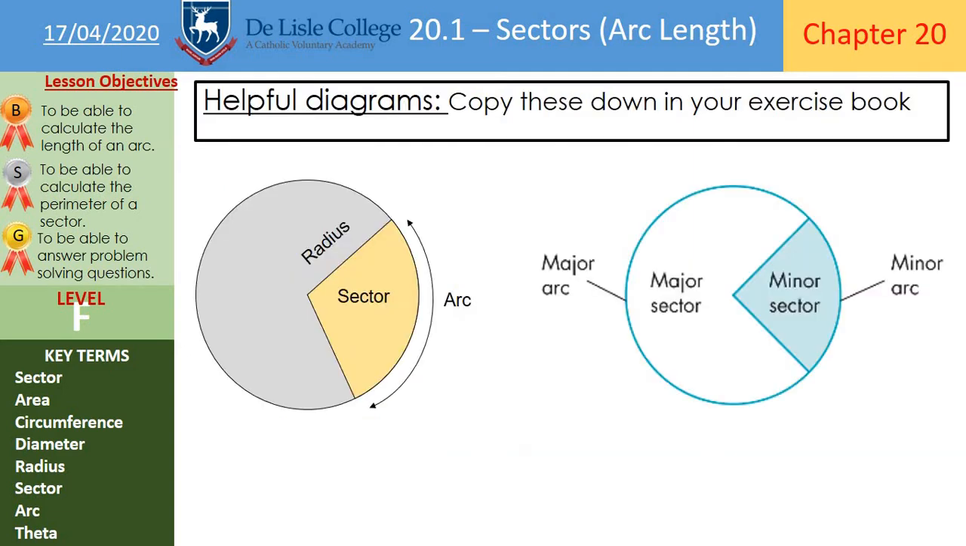Right, first things first, I would like you to copy down these two diagrams in your exercise book. You can sketch them, so don't worry, you don't need to get your compass out or anything like that. Just draw 2 circles and label the different sections with the correct labels that are given on each diagram. Pause the video as you do this.